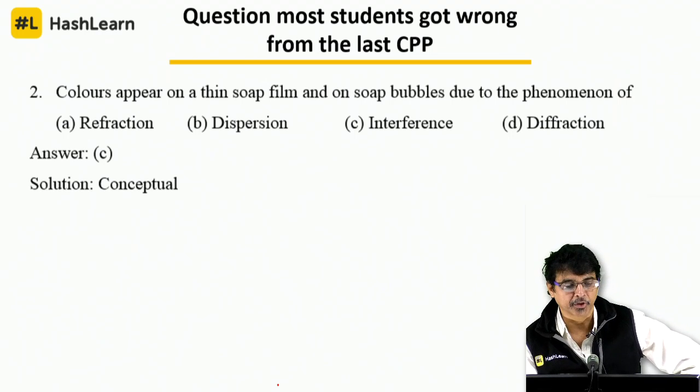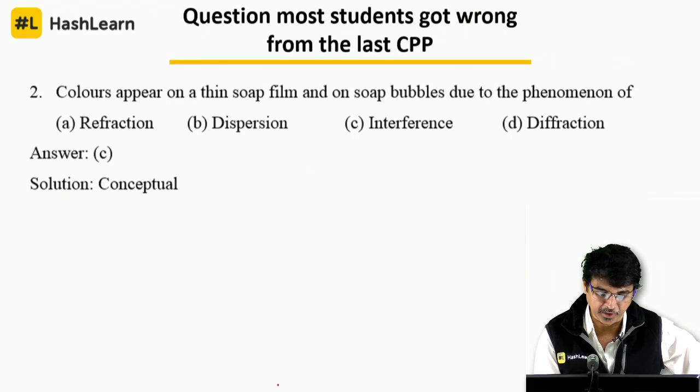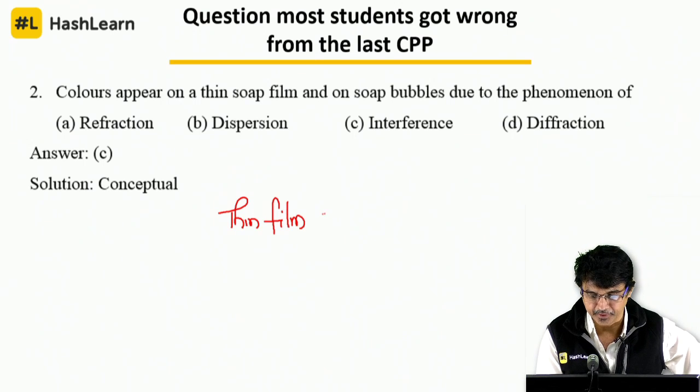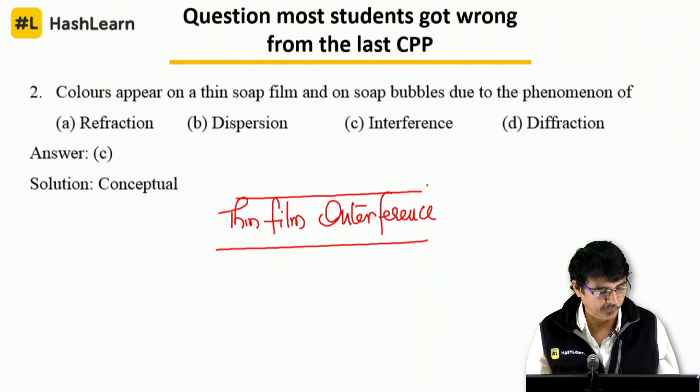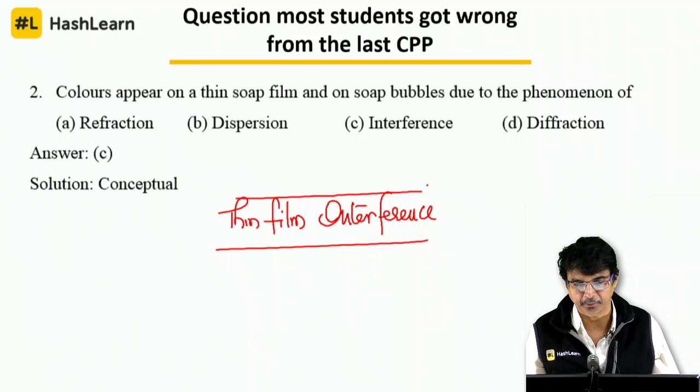Now, once again, colors on a thin soap film and on soap bubbles are due to the phenomenon of... majority have given option A, which is refraction, but it is not refraction. It is due to a type of interference called thin film interference. This is the answer for the last CPP problem.